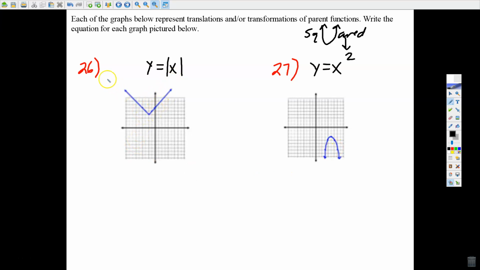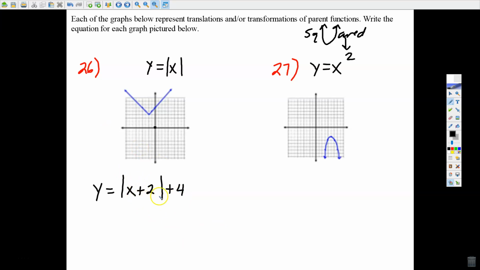Okay, so let's take a look at 26. This v, the parent, started off here. Y equals absolute value of x has a vertex right here. So this vertex has been moved. It's the parent moved 2 places to the left and 1, 2, 3, 4 places up. And the way I show that using a translation equation is 2 to the left would be x plus 2 inside the absolute value bars. And then 4 up would be plus 4. And that's my answer for 26.